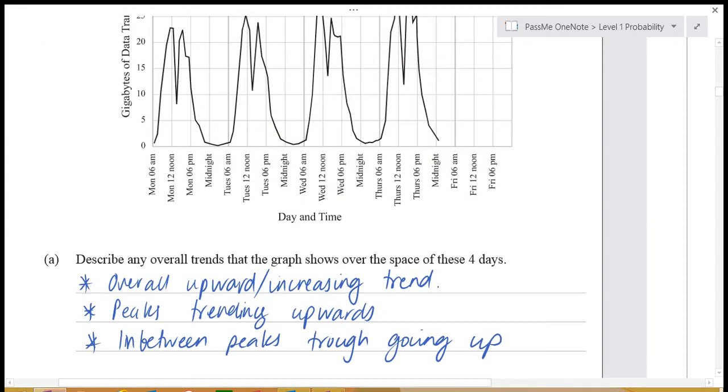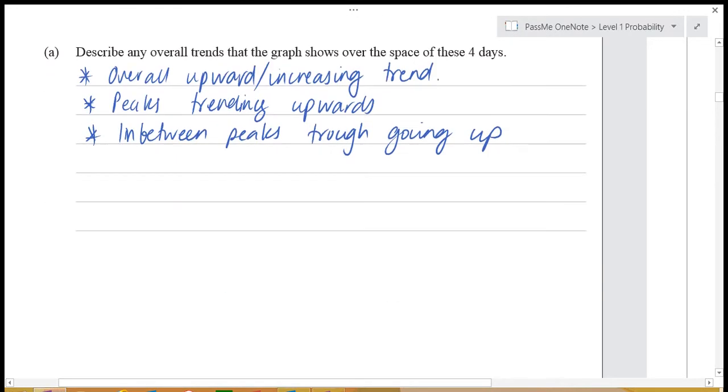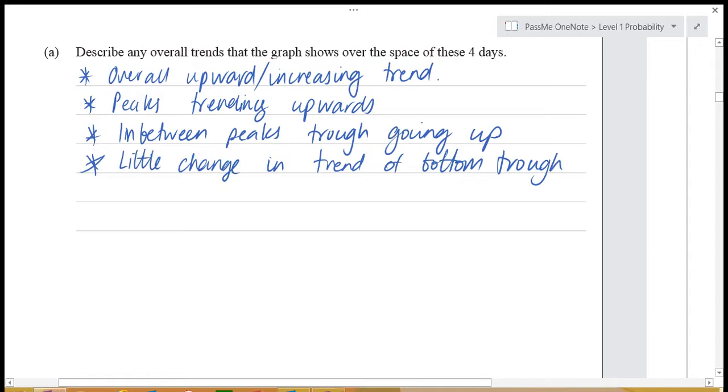And finally, we'll just look at our very bottom troughs here. They seem to be relatively consistently low, so little change in the bottom trough. So little change in trend of the bottom trough. Okay, and there's our observations for the overall trend.